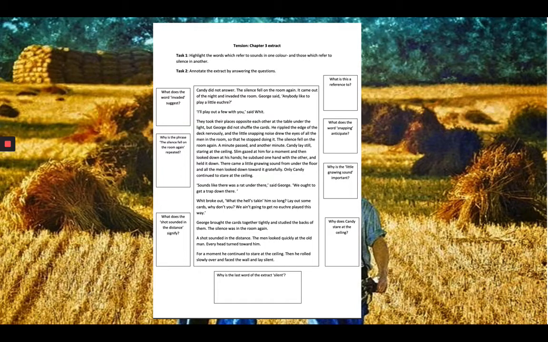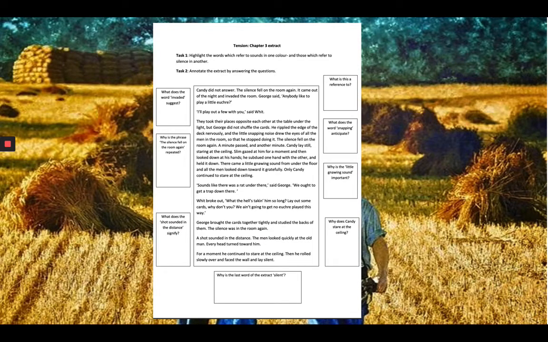The silence fell on the room again. A minute passed, and another minute. Candy lay still, staring at the ceiling. Slim gazed at him for a moment and then looked down at his hands. He subdued one hand with the other and held it down. There came a little gnawing sound from under the floor, and all the men looked down towards it gratefully. Only Candy continued to stare at the ceiling. "Sounds like there was a rat under there," said George. "We ought to get a trap down there."